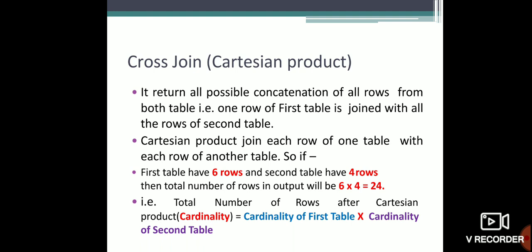So if the first table has 6 rows and the second table has 4 rows, then the total number of rows in the output will be 6 into 4, and this becomes the formula of Cartesian product: the number of rows in the first table into the number of rows in the second table. This total number of rows after Cartesian product is known as cardinality. So what is the formula? Cardinality equals cardinality of first table into cardinality of second table.